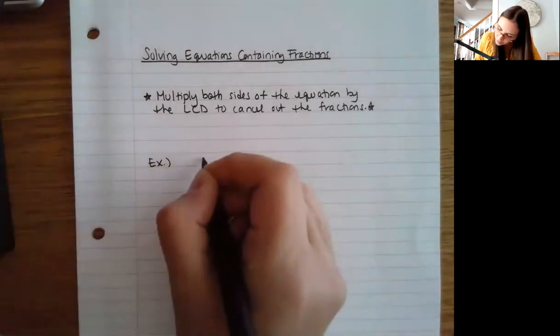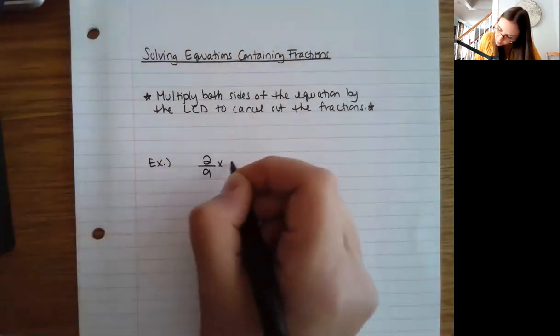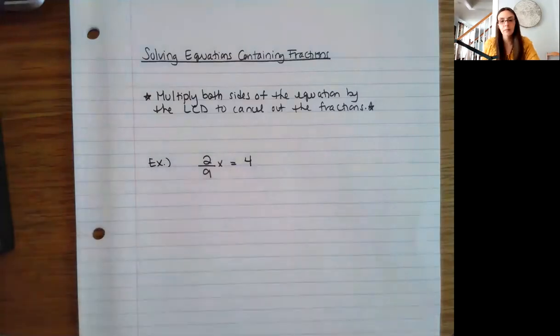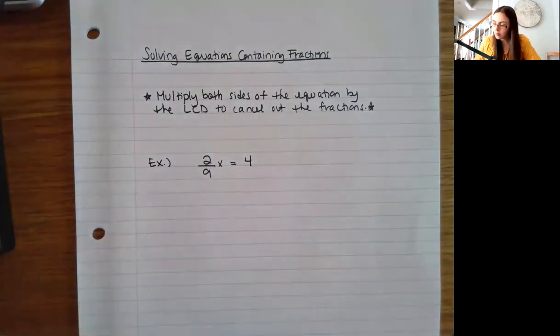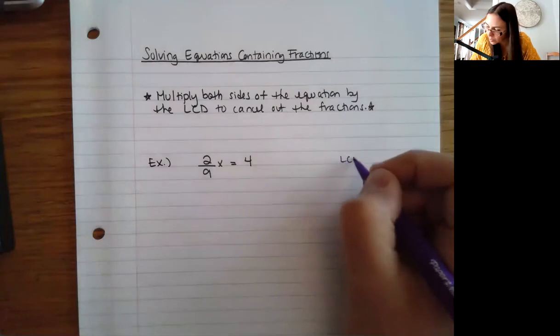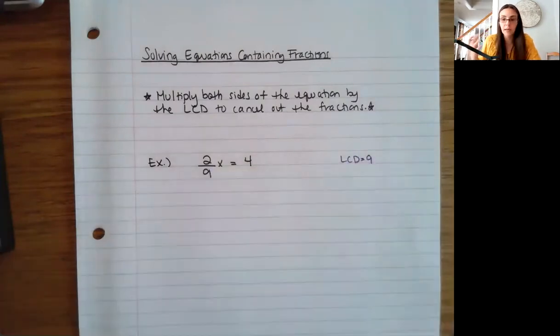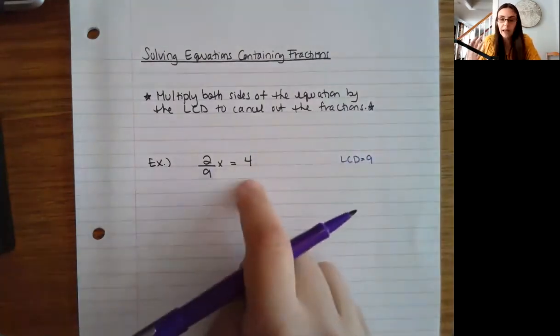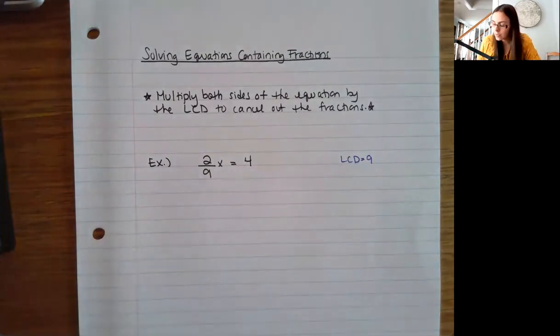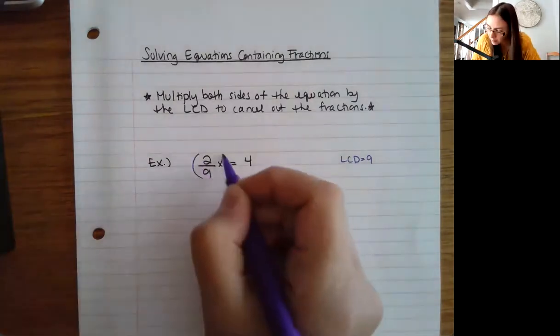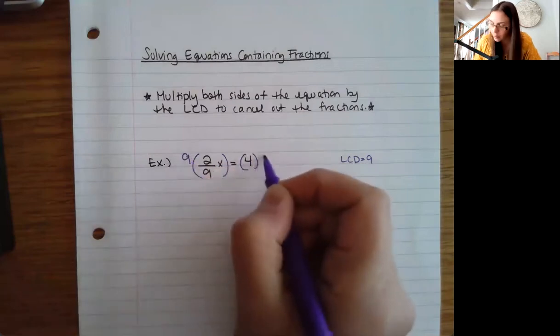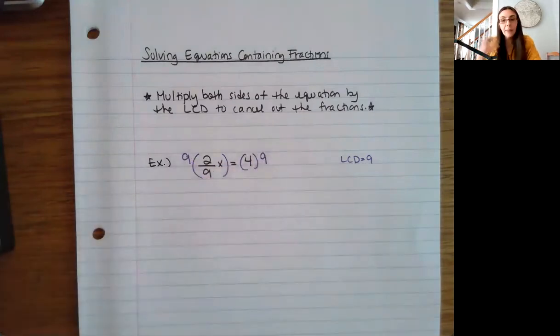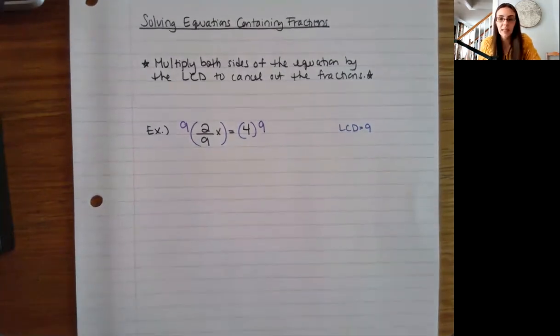So maybe I have 2/9 x is equal to 4. Here, my least common denominator is just going to be 9 because that's my only denominator, right? If I want to, I could put the 4 over 1, but I don't have to here. So I multiply both sides by that common denominator, and then I'm going to simplify. By doing this, you will always get your denominators to cancel out. If they don't, then you've done something wrong.